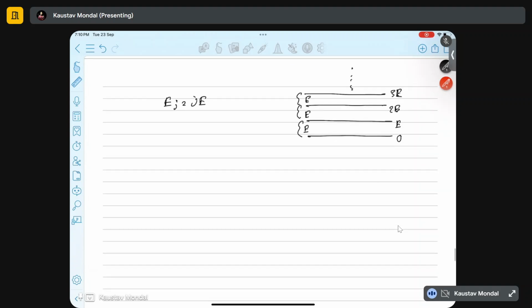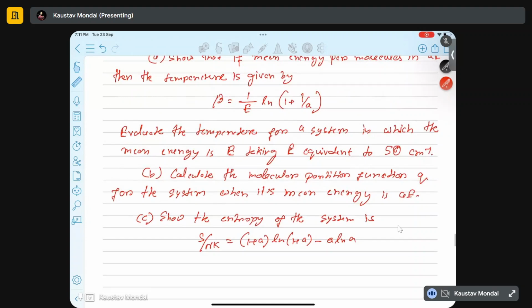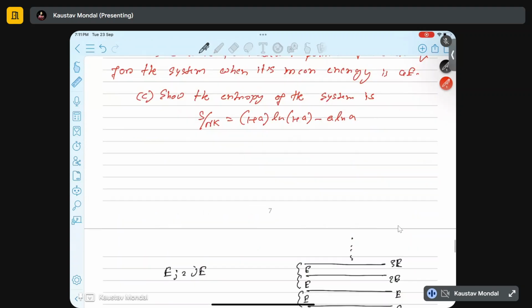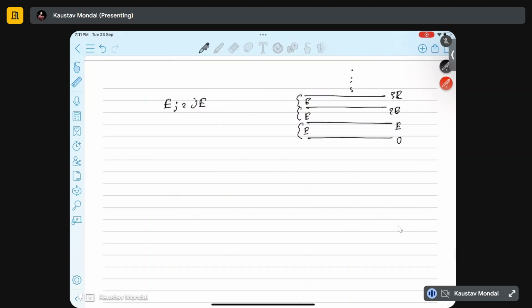So in that case, the first thing it's asking is: if the mean energy of the molecule is AE, then the temperature is given by the following expression. You have to prove it. Okay, how to do that? For that, we first have to calculate the partition function.